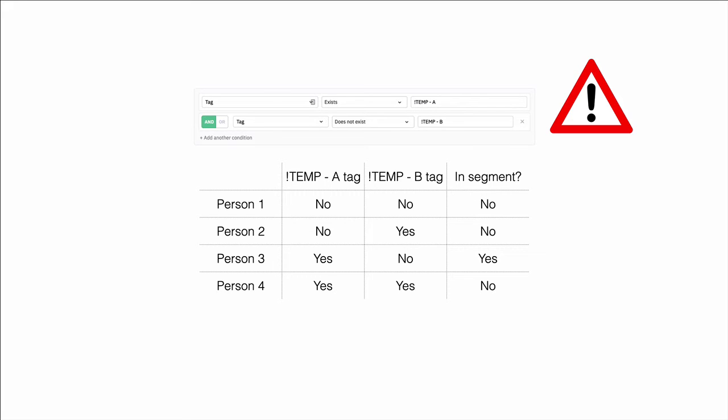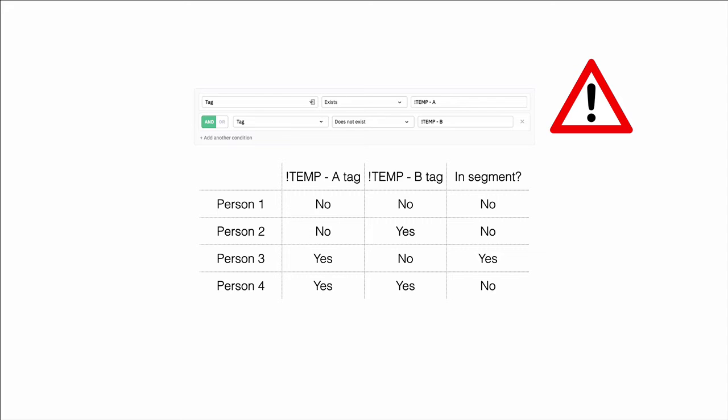Now, I do not recommend this, even though it totally works, makes sense, because you can have a more complicated segment requirement and you would have to break this and rebuild it. So why not just start right from the beginning? However, if we just read the logic here, it says, okay, you have to have temp A, but you can't have temp B. And there's only one person that meets that, and that's person 3.